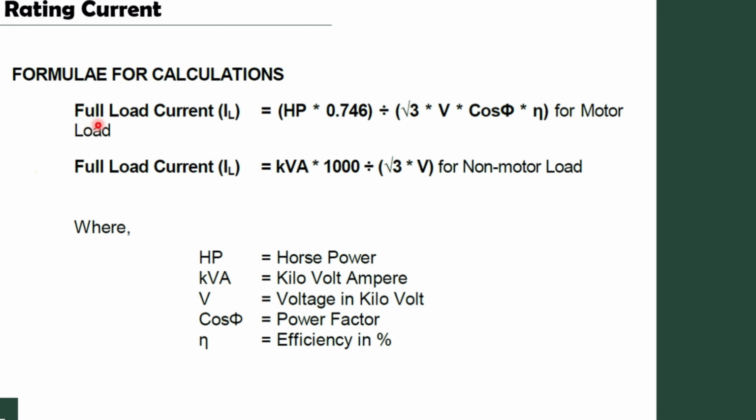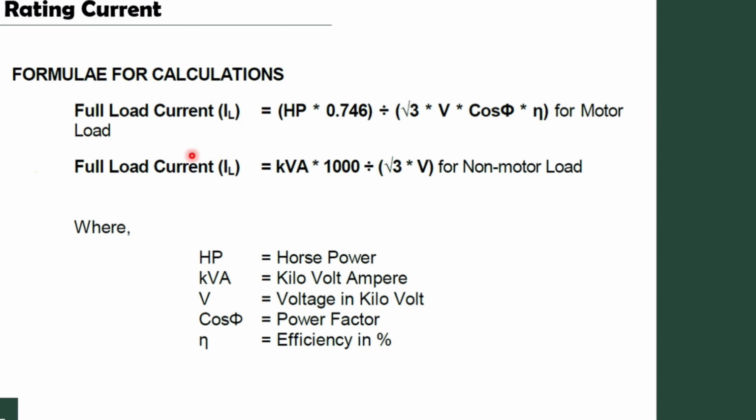The full load current equals HP, horsepower for the motors, multiplied by 0.746, divided by root 3 for the 3-phase, multiplied by the voltage, multiplied by cosine theta. This is the power factor, multiplied by N. N is the efficiency of the motor.